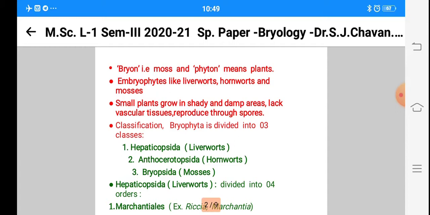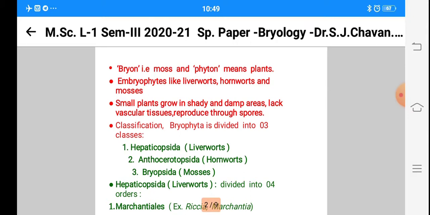These small plants generally grow in shady, damp soil areas, vascular tissue is generally absent, and they reproduce by means of spores. Classification of bryophytes is done by a number of scientists, but generally they are divided into three classes: Hepaticopsida, liverworts; Anthocerotopsida, hornworts; and Bryopsida, mosses.